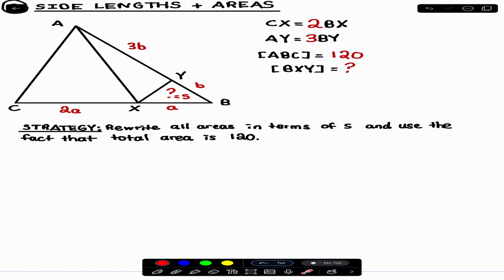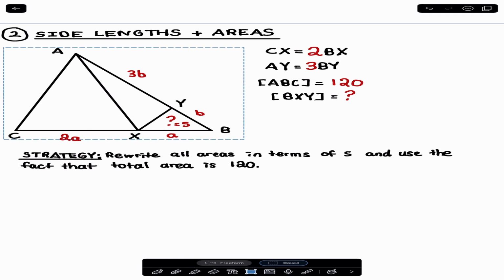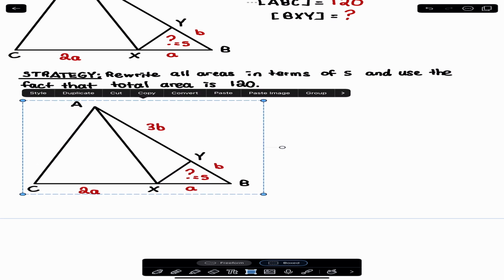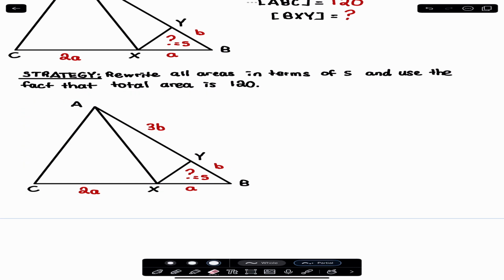So I wrote this in terms of S. If I can write this in terms of S, and then I write this in terms of S, well then we've got the whole area of the entire triangle, and we can set that equal to 120. Let's do it. Again, I have the luxury of an app, so I get to copy stuff, I get to erase stuff, I get to move stuff around.